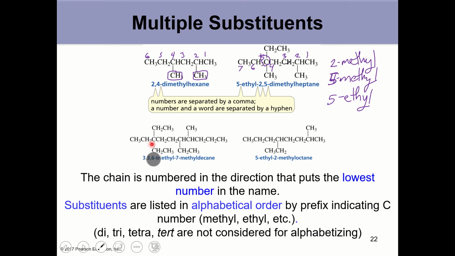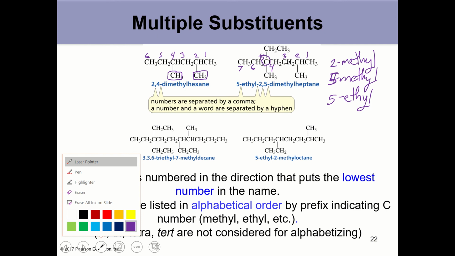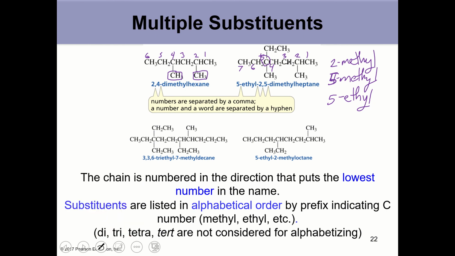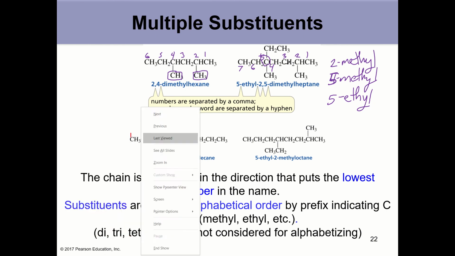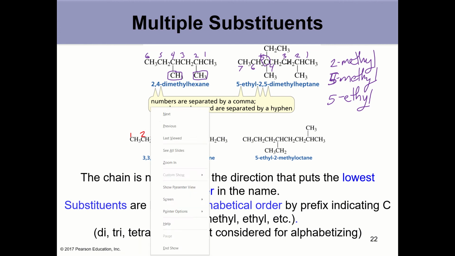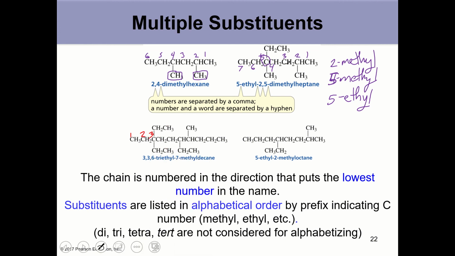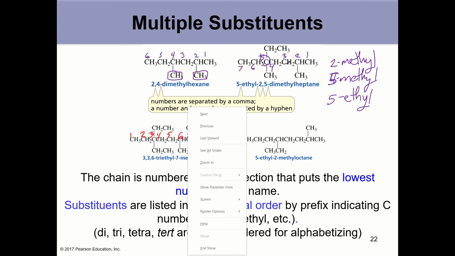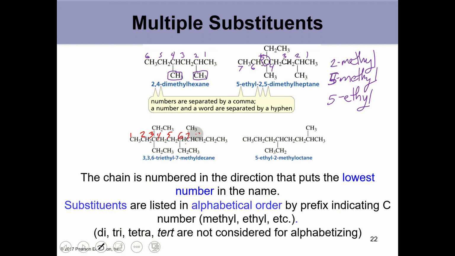Looking at the molecule below that, we have either 1, 2, 3, 4 or 1, 2, 3. So we're going to number from left to right in this case. So 1, 2, 3, 4, 5, 6, 7, 8, 9, 10. It's a decane.